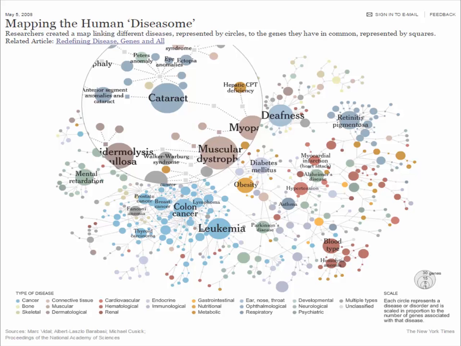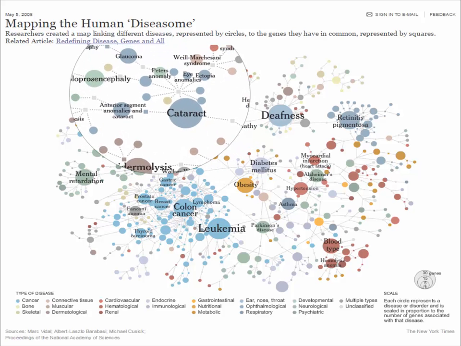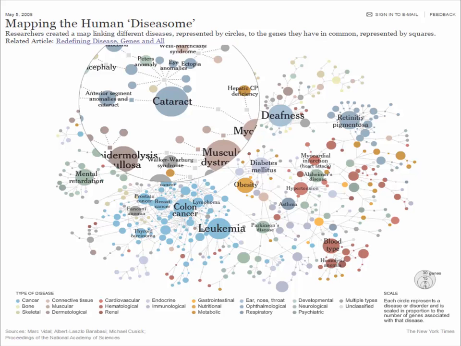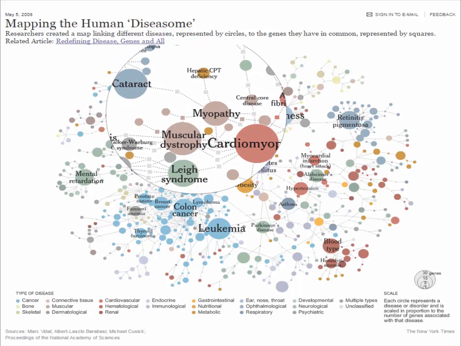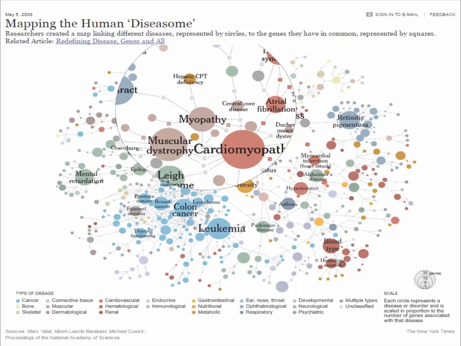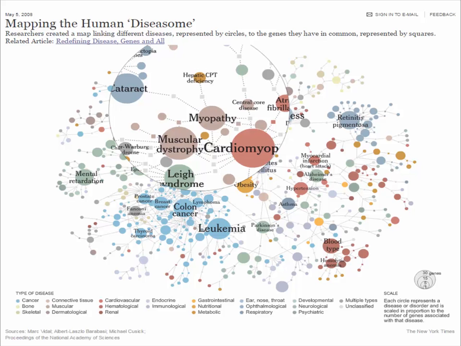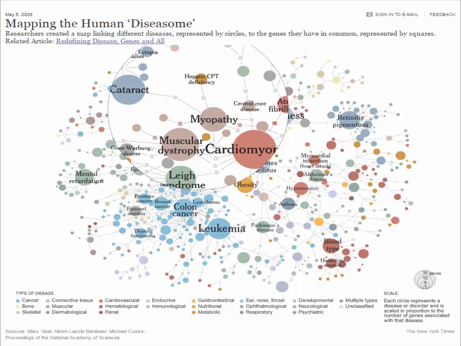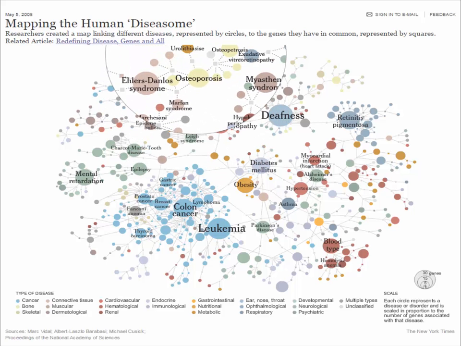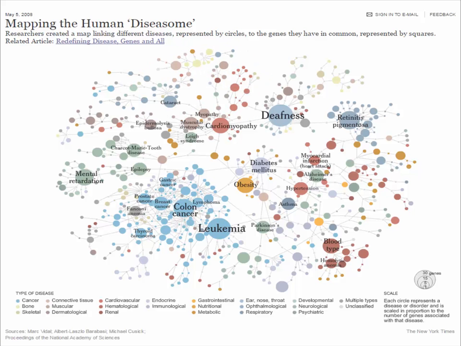We can see here with cataracts, a particular disease of the eye, it might have some relationship with myopathy. Some of these are diseases in another class, but there's some genetic relationship between them. So it's a fairly interesting and neat way to look at different diseases. We can see the color coding down at the bottom, so different types of cancers. These are classes of diseases.